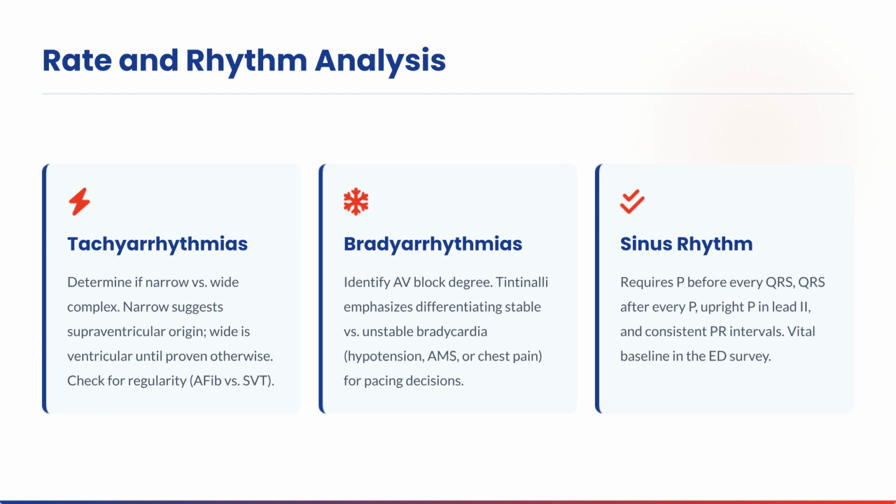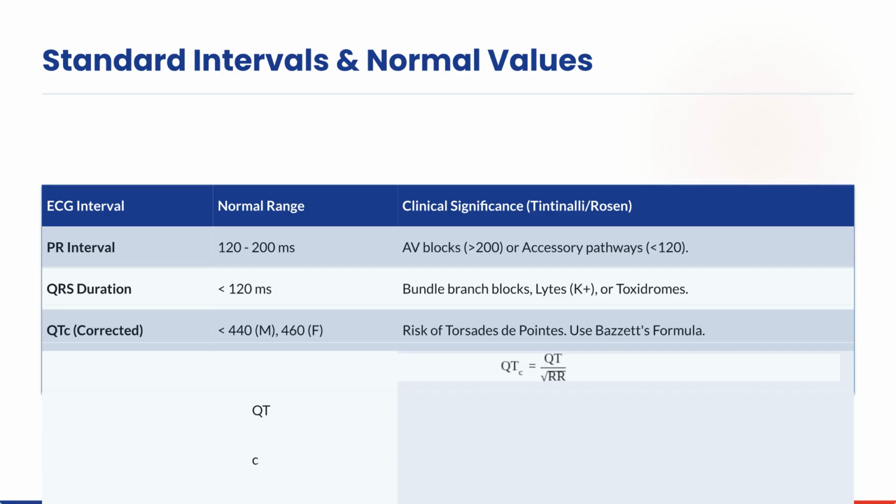Rate and rhythm analysis involves evaluating tachyarrhythmias as narrow or wide complex, identifying AV block degree for bradyarrhythmias, and ensuring the presence of a true sinus rhythm. It is critical to know standard intervals and normal values.